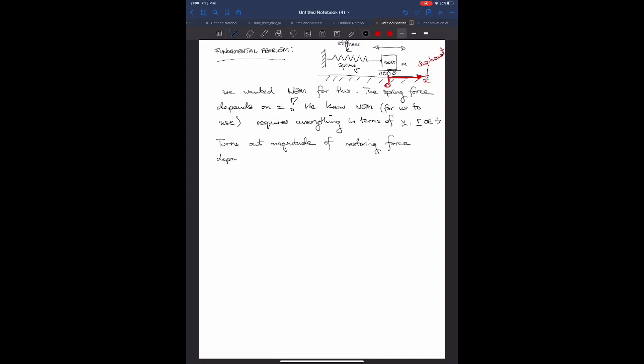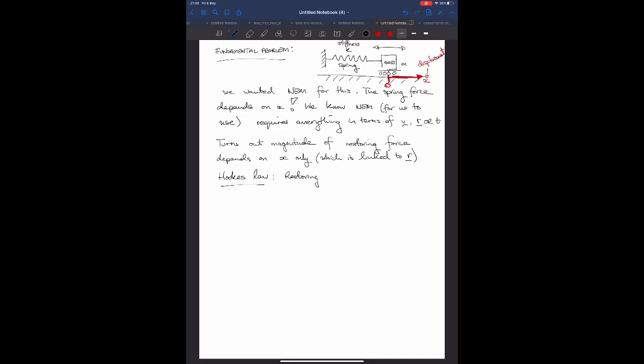Depends on x only, which is linked to r. Okay, don't forget Hooke's law. It says the restoring force is this.